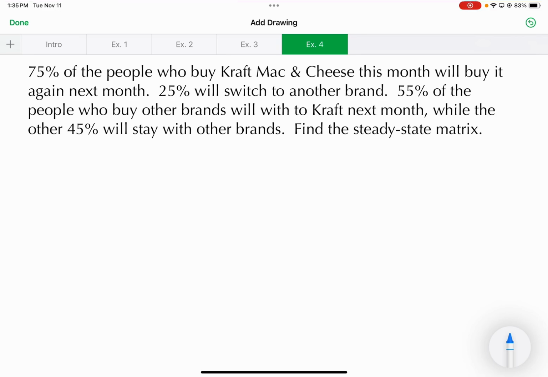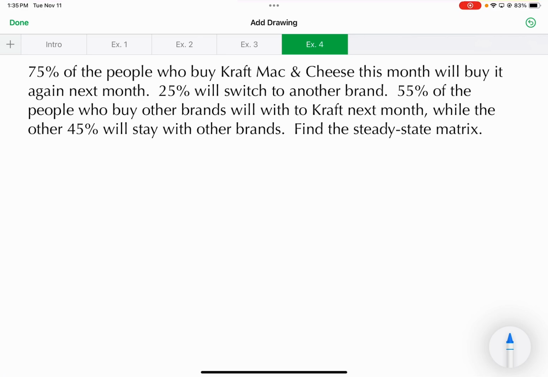Anyway. Okay. I feel like this is probably a fairly accurate problem. It says 75% of the people who buy Kraft mac and cheese this month will buy it again next month. I am one of those people. There's always a box of spirals up in my cupboard. 25% will switch to another brand. 55% of people who buy other brands will switch to Kraft next month, while the other 45% stay with other brands. Find the steady state matrix, okay?